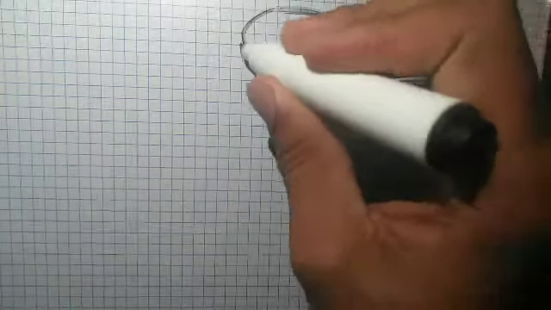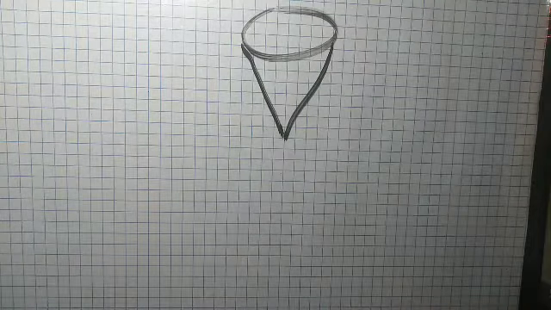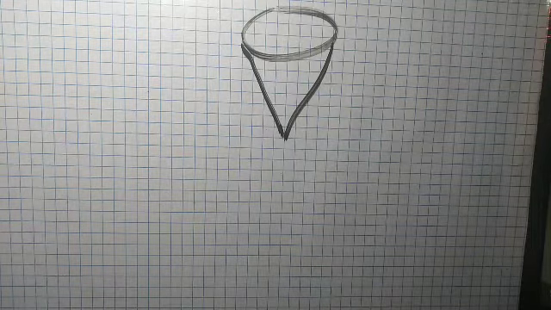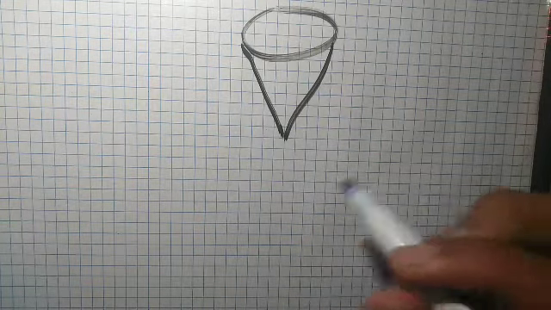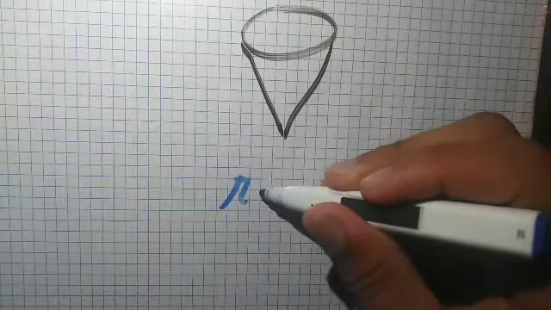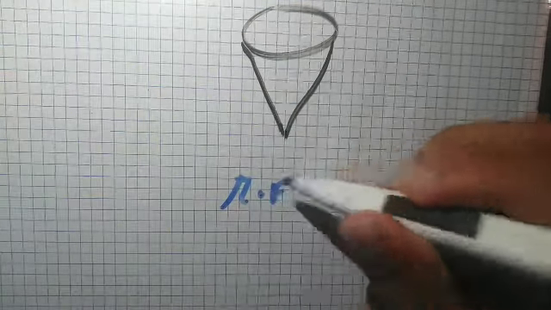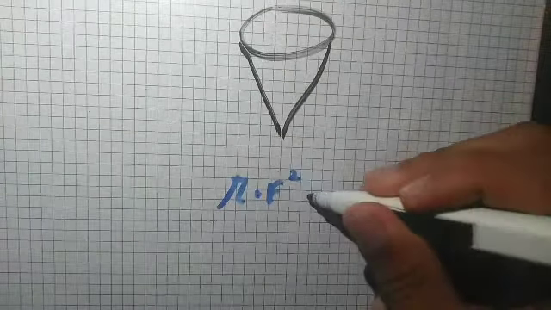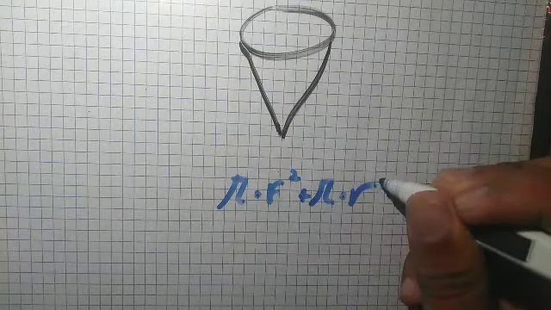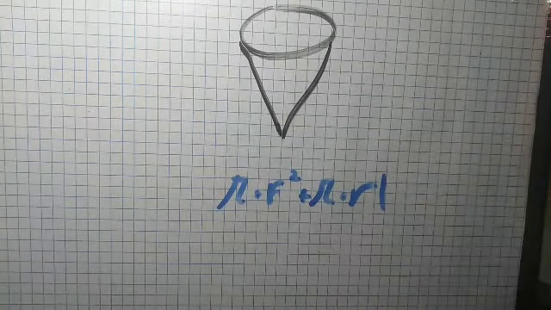So you got your basic standard cone. Let me write out the equation really quickly for what the surface area of this cone would be, and then I will go into a little bit more detail about what each variable means. So that is pi times r to the power of 2 plus pi times r times l.